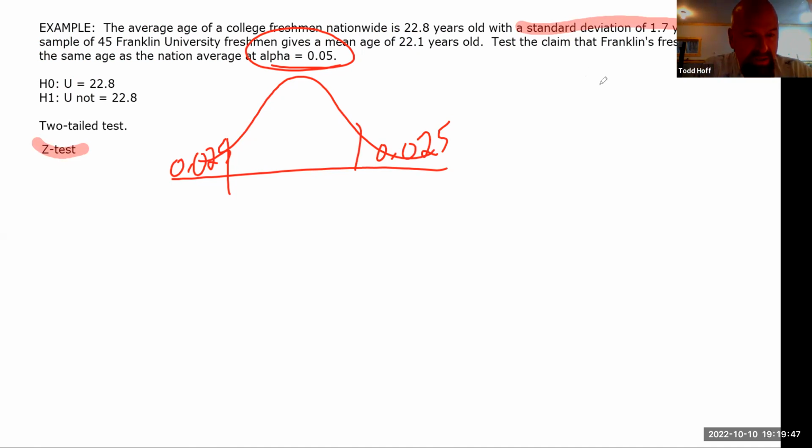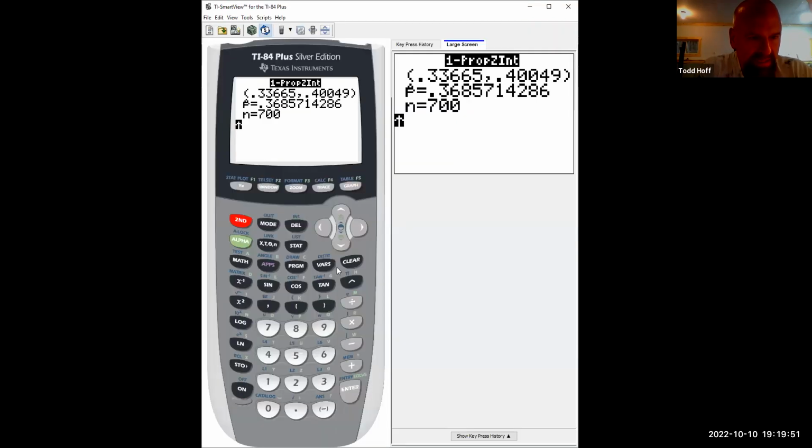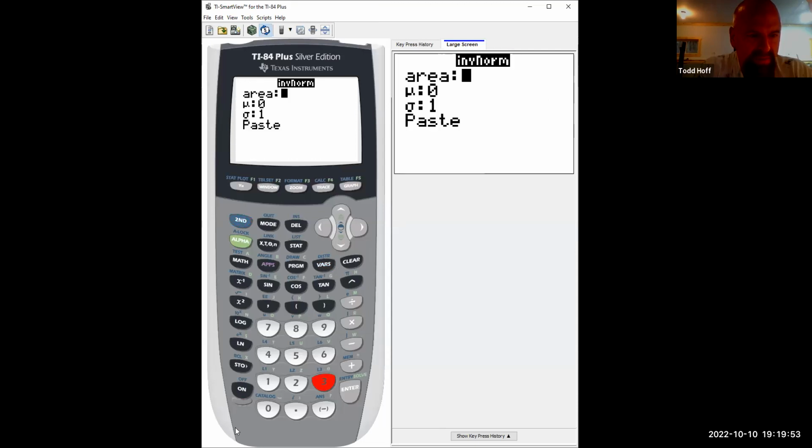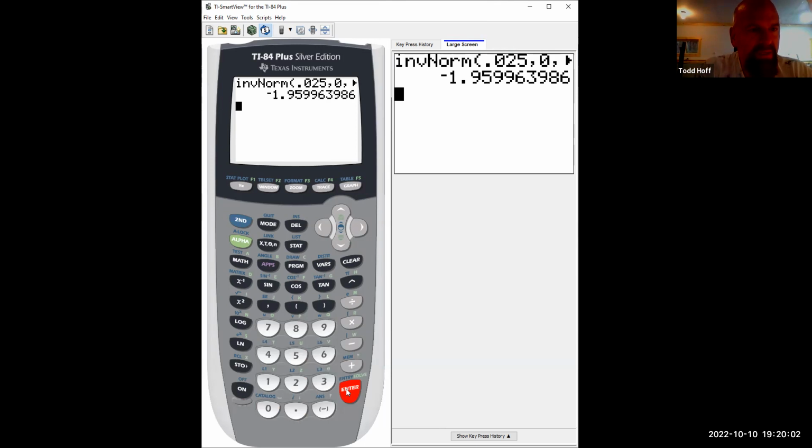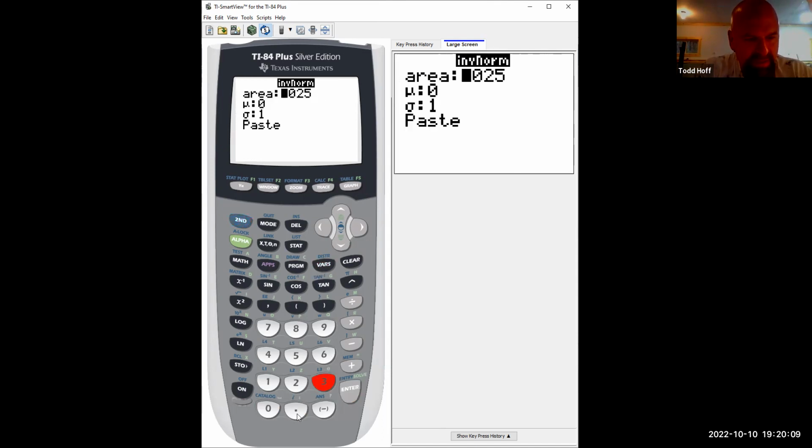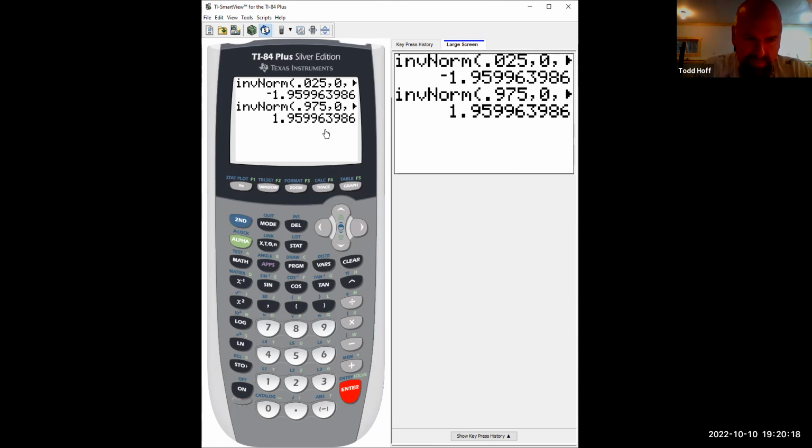So let's find our critical value of z. So second, distribution, inverse normal, 0.025, giving us a mean of 0, standard deviation of 1, of course, for standard normal, giving us a negative 1.96. If we do the same thing for the 0.975, which is the upper end, we should get the same value, just positive. And we do, positive 1.960.